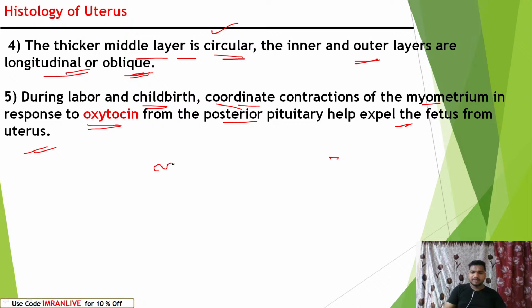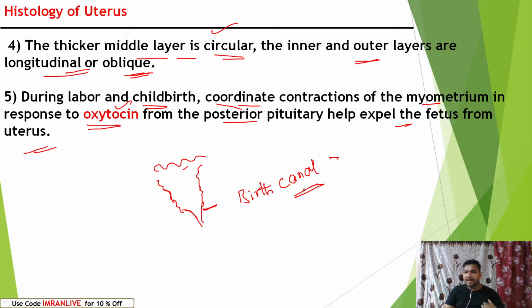Generally, I'm roughly drawing here. So this is the uterus, this is the cervical canal, the birth canal. During the delivery of the baby, a hormone called oxytocin is released. The oxytocin hormone acts on the myometrium to enlarge the cervical canal. So that is the reason we also call it the birth canal, which gives a good pathway to expel the fetus from the womb to the outside of the body.